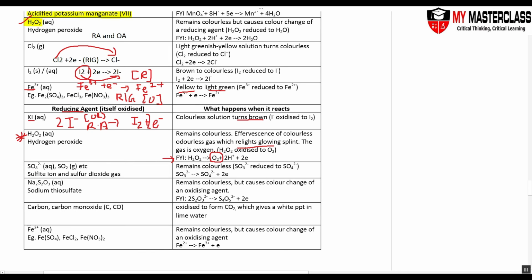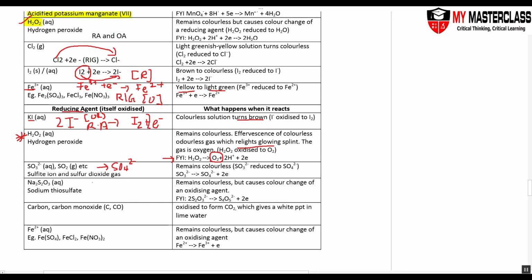The sulfite ions or the sulfur dioxide gas are reducing agents again. They will be oxidized to give you sulfate ions. So you can see there's an increase in oxygen. This part is not so much; they will not really give us this in the practical.